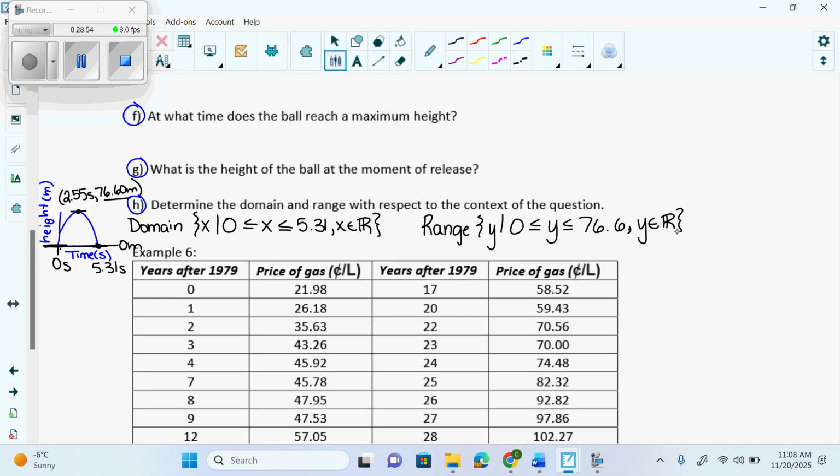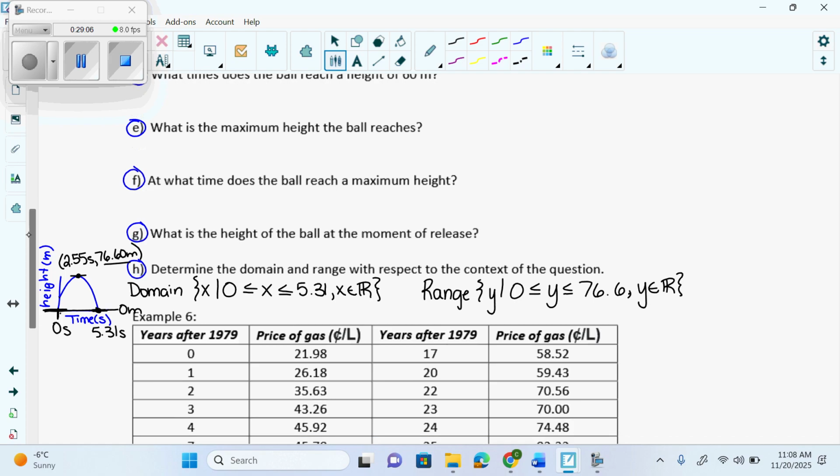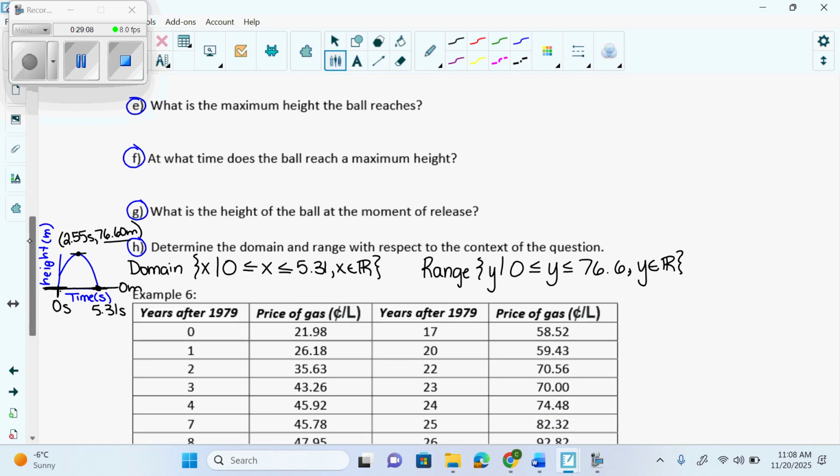Does that make sense? That we're flanking it because it goes up and then it comes back down. It's not for forever. We can answer E and F now. E says, what is the maximum height the ball reaches? What was the maximum height it reached? 76.60 meters. We can also answer F. At what time does the ball reach maximum height? 2.55 seconds. It's this one.